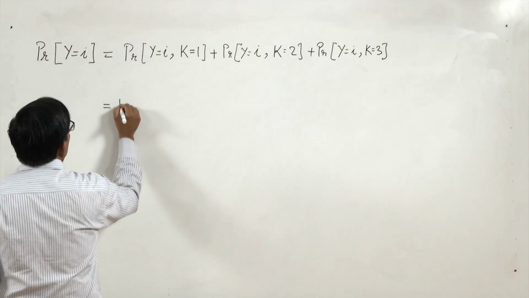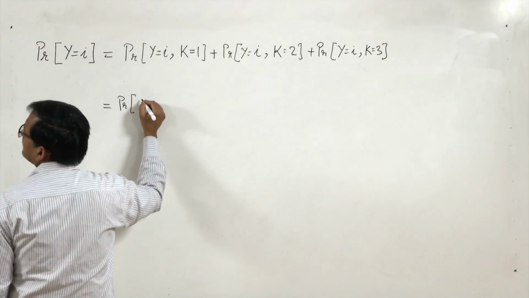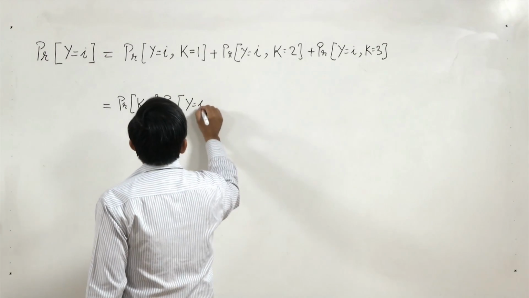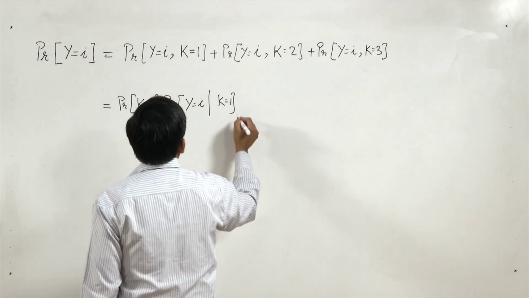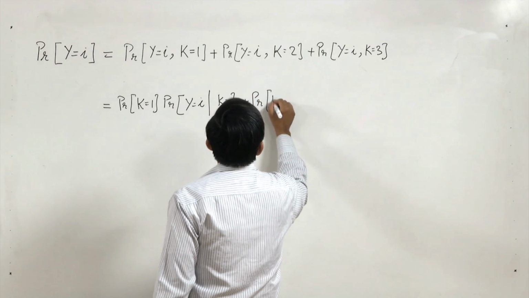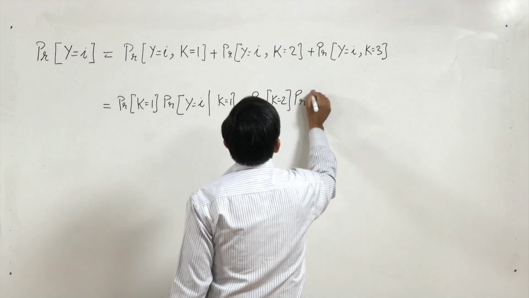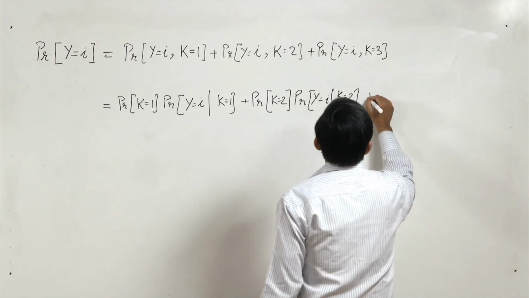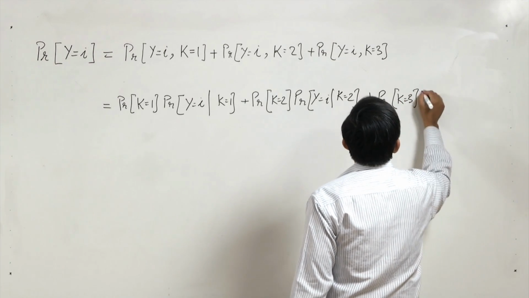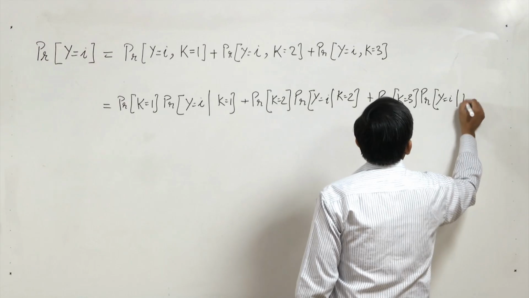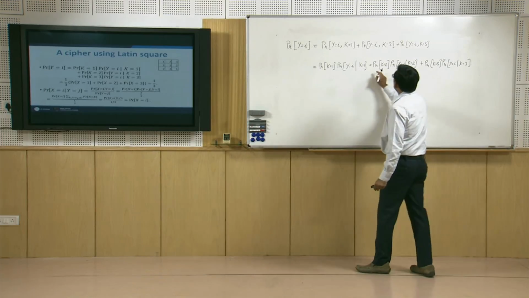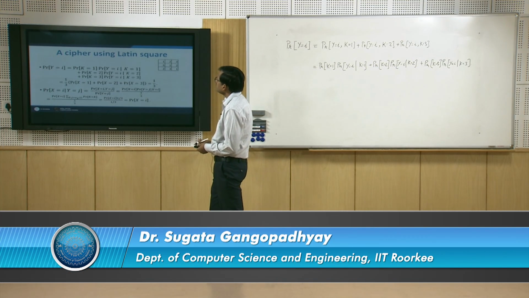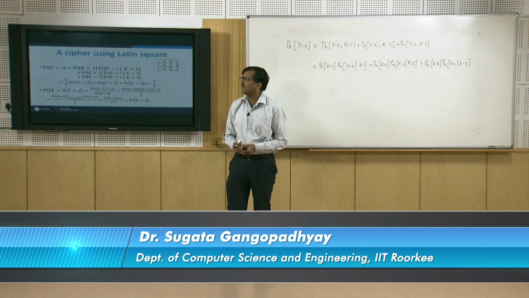Now, we can always write it as a conditional like this. So, this is the probability that k equal to 1 times the probability of y equal to i given k equal to 1, plus the probability of k equal to 2 times the probability of y equal to i given k equal to 2, plus the probability of k equal to 3 times the probability of y equal to i given k equal to 3. We know these probabilities, these are all 1/3. We have seen that before. Now, what about the probability of y equal to i given that k equal to 1?